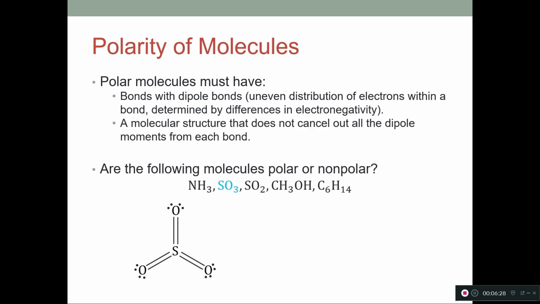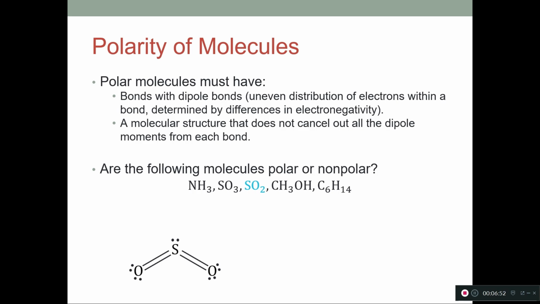Now, if we look at the sulfur trioxide, we want to put our dipoles for each bond that look like this. We put them end to end, we would end up with something that looks like this. And so there is no net change. That means this molecule has no dipole moment. It has no net dipole. It is a non-polar molecule.